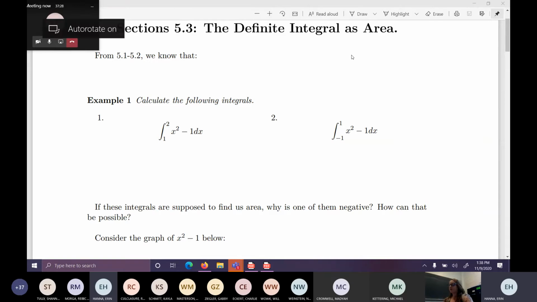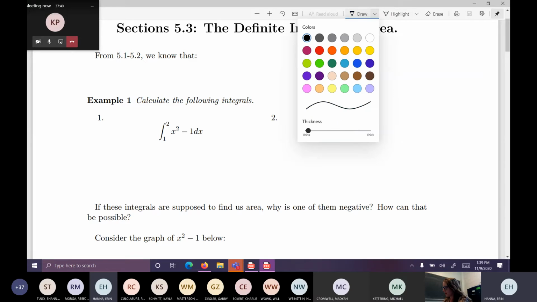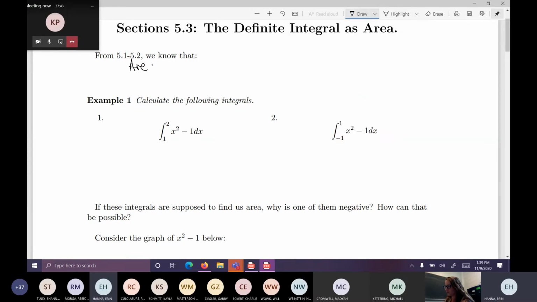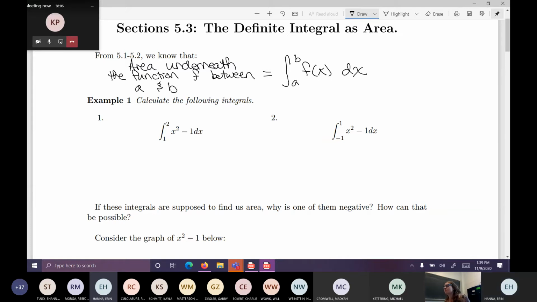Okay, so 5.3 is about the definite integral as area. I kind of already said this at the very beginning of class, but remember, from 5.1 and 5.2, we essentially know that the area underneath the function f between some two values a and b is equal to the definite integral from a to b of f of x. So remember, these two things are related.